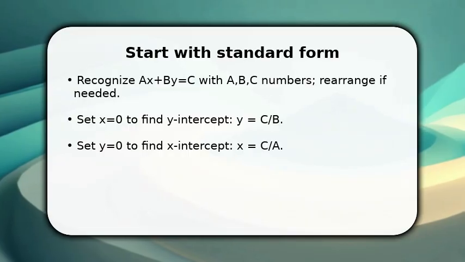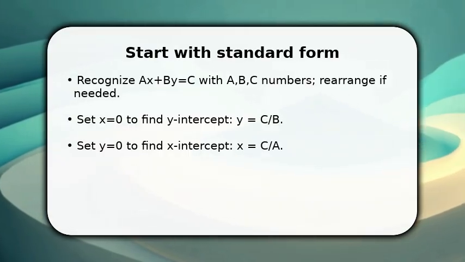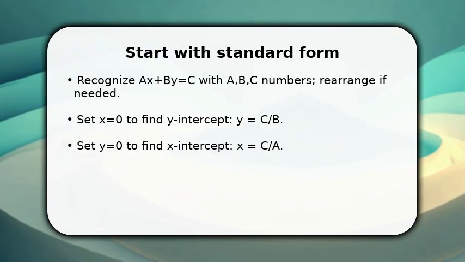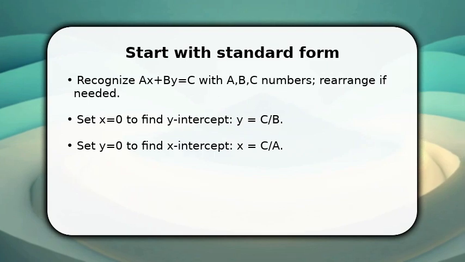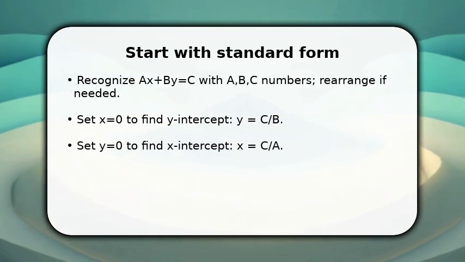If a or b equals 0, treat it as a horizontal or vertical line and proceed with the single intercept. This gives you the fastest route to two plotted points and a clear direction for the line.